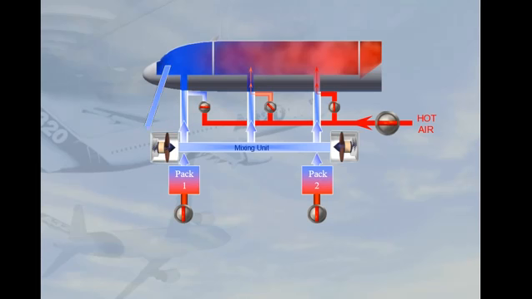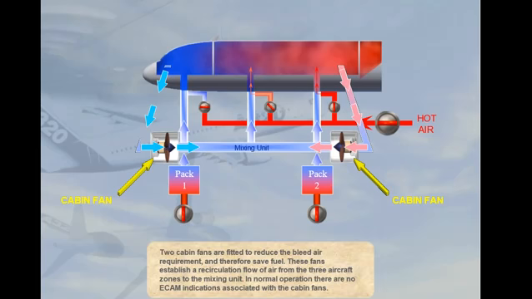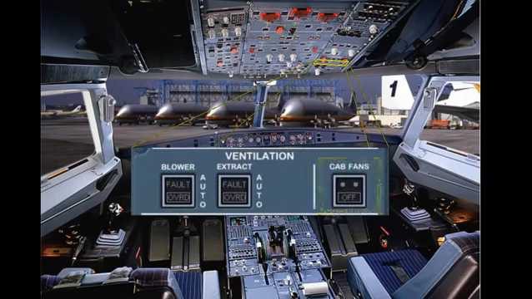Two cabin fans are fitted to reduce the bleed air requirement and therefore save fuel. These fans establish a recirculation flow of air from the 3 aircraft zones to the mixing unit. In normal operation, there are no ECAM indications associated with the cabin fans. The cabin fans push-button switch on the ventilation panel controls the cabin fans. This push-button switch can be used to switch the fans off in response to ECAM procedure.